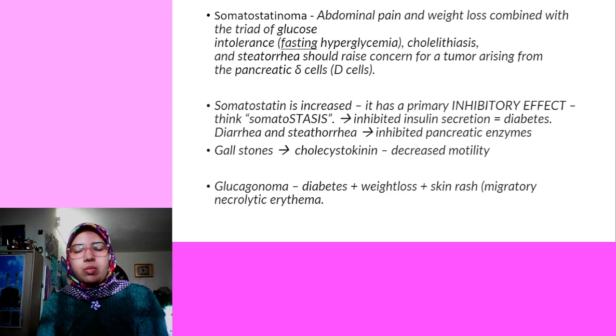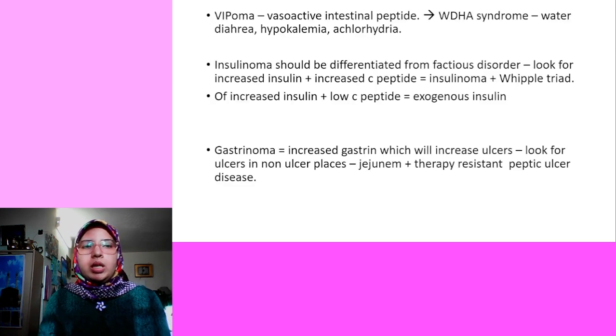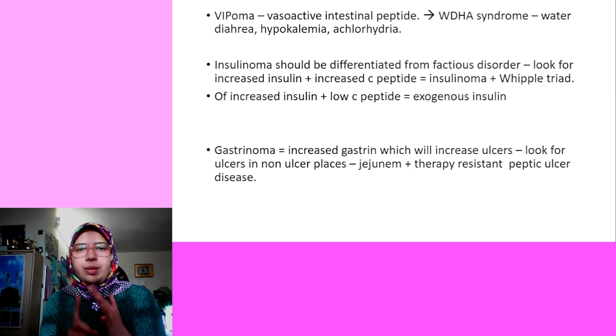Glucagonoma, the buzzword is diarrhea plus a skin rash, diabetes and a skin rash called migratory necrolytic erythema. That's keywords for glucagonoma. A VIPoma, the VIP is from vasoactive intestinal peptide. This is a classic syndrome called WDHA syndrome where they have watery diarrhea, hypokalemia, and achlorhydria.